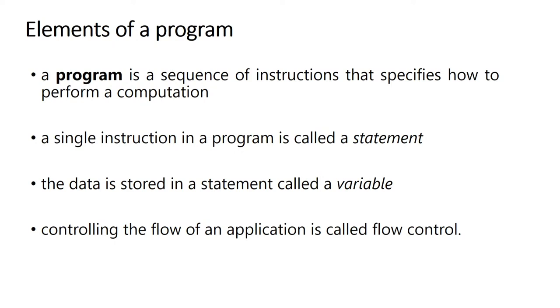And then there will be flow control. Controlling the flow of an application is called flow control. Depending on the state or value of a variable, you may ask the computer to follow certain instructions, or in certain cases skip certain instructions. That is called flow control. In the next slide we will talk more about this. A program is basically a set of statements for execution, and the statements contain executable code to modify variables.